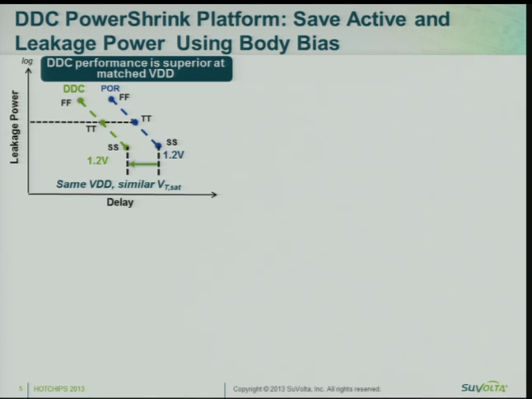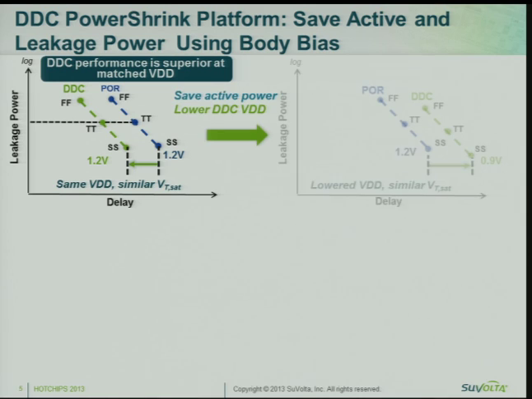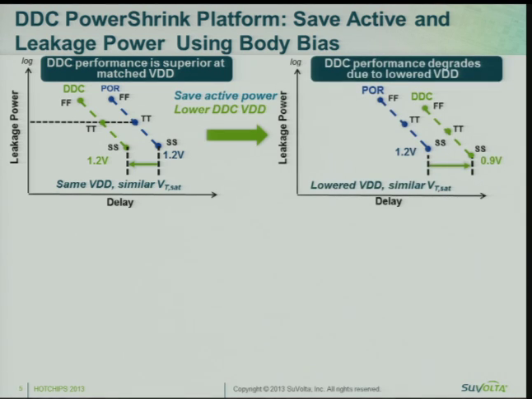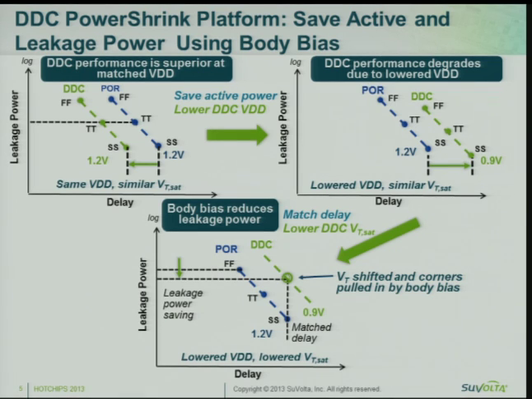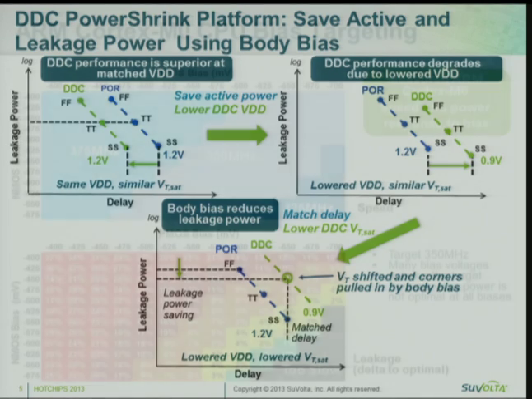So we want to improve active power. We do that by lowering the VDD. And in the 65-55 node, we lower the VDD to 0.9 volts. That slides the DDC curve to the right, which means it's now slower. We need to recover performance, and we do that by lowering threshold voltage so that the performance is matched, the gate overdrive is matched. Now, unfortunately, leakage is exponential with threshold voltage, so you lose more in leakage than you gain in performance. This is where the body bias comes in, and we pull the fast corner down. So at matched performance, if you'll notice, the slow corners are lined up. At the fast corner, we see an improvement in leakage power because we move the corners together. This is the idea behind the power shrink platform.